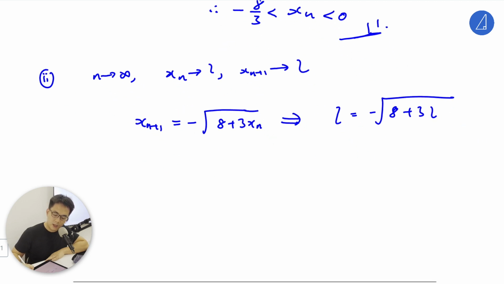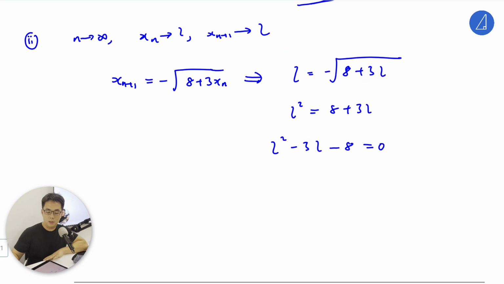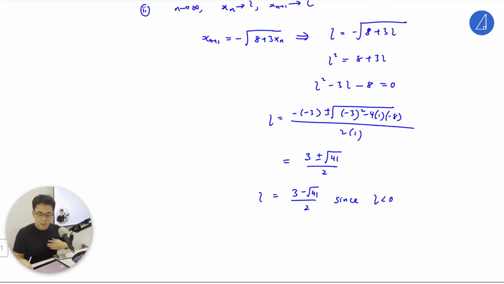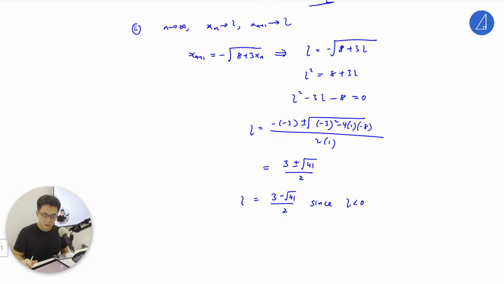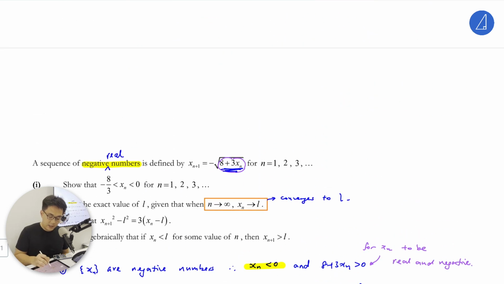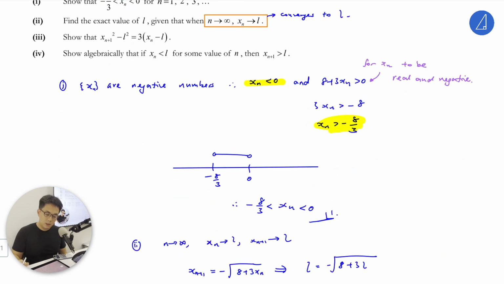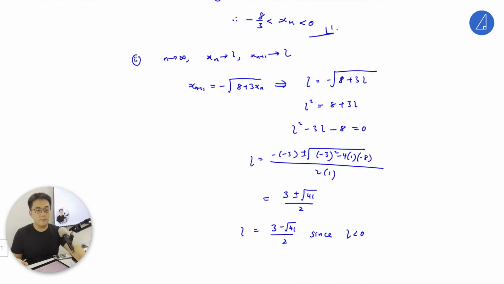Then this will be L square. Then L square minus 3L minus 8 equals 0. Okay, so it has to be the root with minus root 41, not the positive one, because it's a negative real number for the sequence. So L is negative.